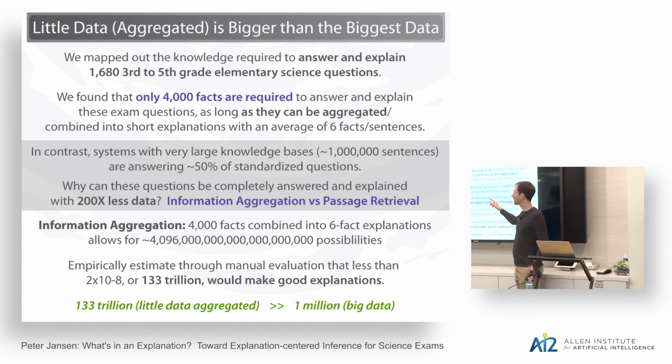So what's going on here? How can you completely solve the task and explain the answers with 200 times less data? The answer is, of course, in being able to figure out how to perform this aggregation task. You can combine 4,000 facts into some ridiculously large number of 6-fact explanations, right? Although we have an empirical estimate that a very low number of them, only about 100 trillion, are any good. If you want to know where this number comes from, just ask me. And of course, 100 trillion, which is little data aggregated, is way bigger than any corpus that you're ever going to be able to assemble.